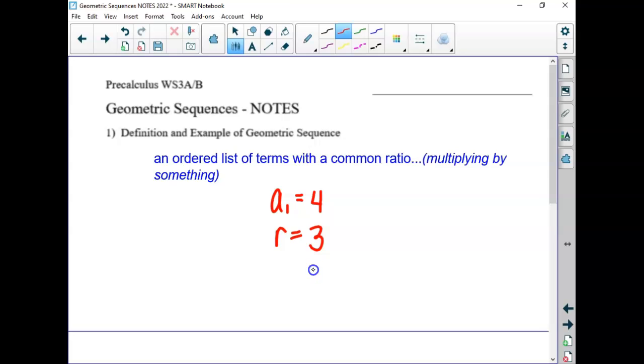So this sequence that we're making up here would go 4, and then you would multiply by 3, so you would get 12, and then you'd multiply by 3. And then you'd multiply by 3. I want to say 108. I hope that's right. Someone check me. But that's what our sequence is going to look like for our examples. Is everybody okay? Any questions?